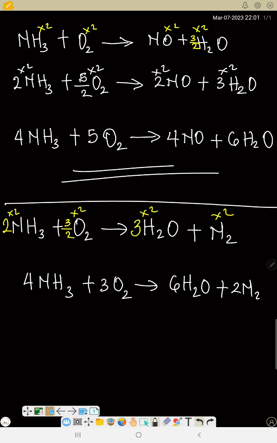How many nitrogen do you have here? 4. How many nitrogen do you have here? 2 times 2, 4. How many hydrogen do you have here? 4 times 3, 12. How many hydrogen do you have here? 6 times 2, 12. How many oxygen here? 3 times 2, 6. How many oxygen here? 6 times 1, 6. So everything is balanced. You will notice this kind of equation can give students problems, but with the help of fractions, we balance easily.